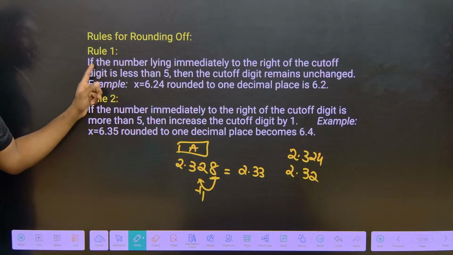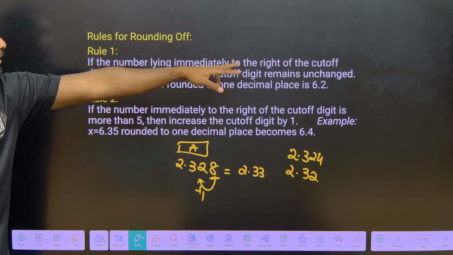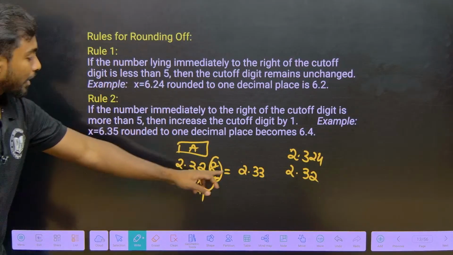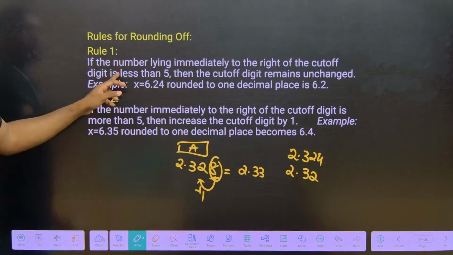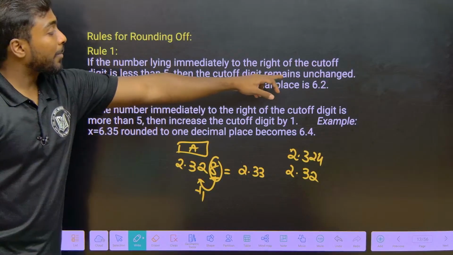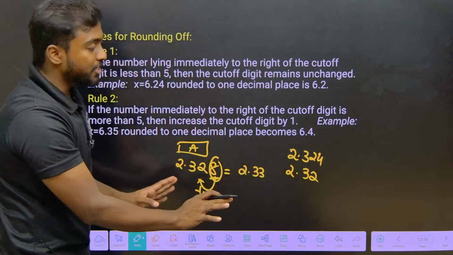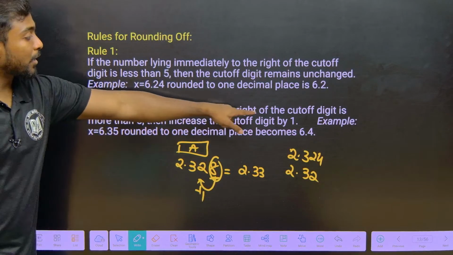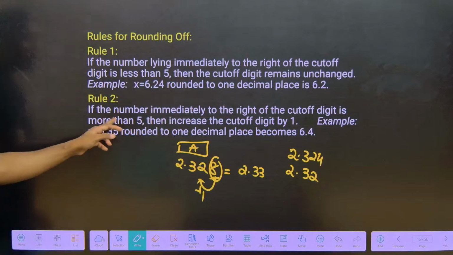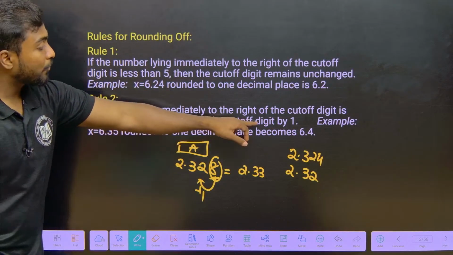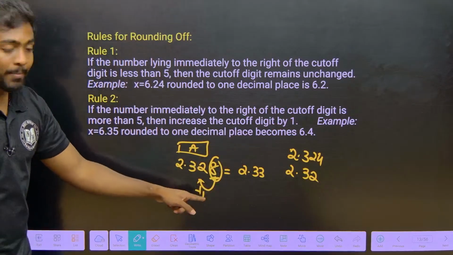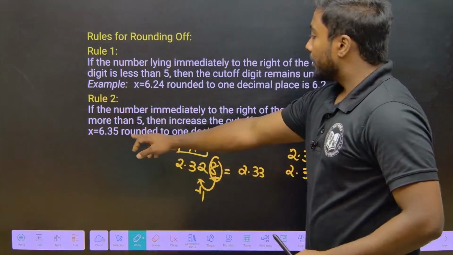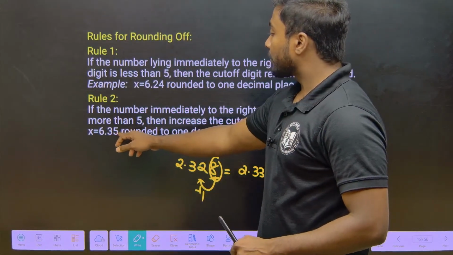So rule number 1: if the number lying immediately to the right of the cutoff digit is less than 5, then the cutoff digit remains unchanged. Cutoff digit in the sense I am cutting this digit and adding zeros. Rule number 2: if the number immediately to the right of a cutoff digit is more than 5, then increase the cutoff digit by 1. Understood? Any doubt here?